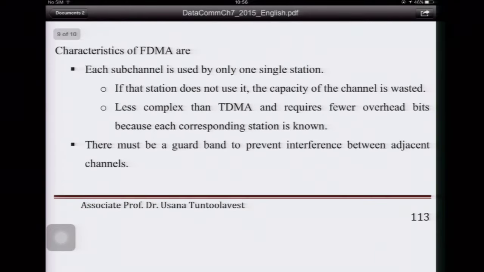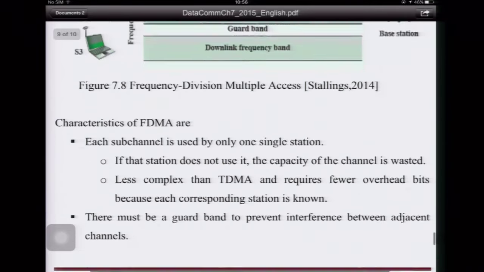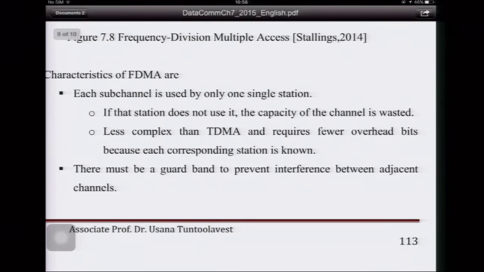Each substation has its own frequency band; an uplink frequency band is used by only one single station. So if the station does not use it, the capacity of the channel is wasted. The good thing is that it is less complex than TDMA, and it requires fewer overhead bits. If you know the channel and the frequency band, from this range to this range of hertz, then it must be the uplink of station number 2, something like that.